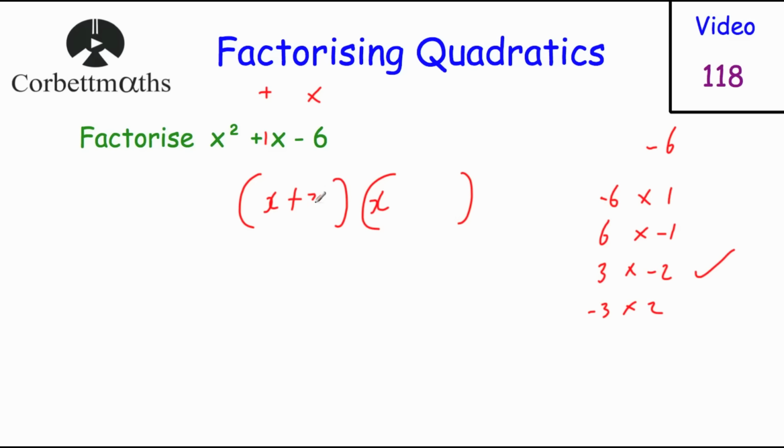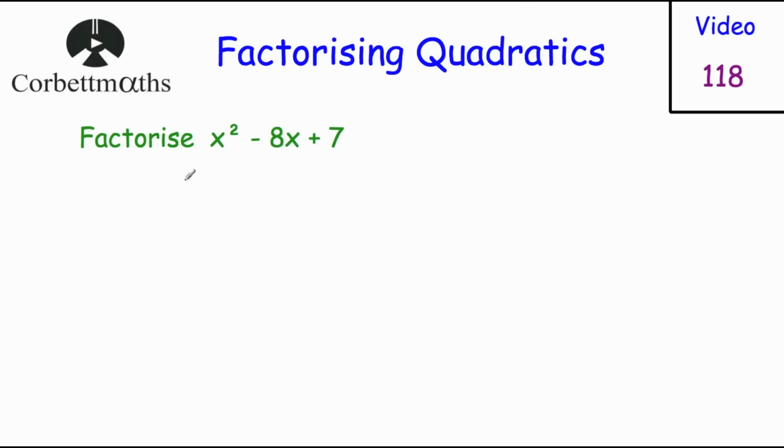We're going to have x plus 3 and x minus 2. So that means our answer must be x plus 3 and x minus 2, because the two numbers, our 3 and our minus 2, will times together to give us our minus 6, and they will add together to give us 1.